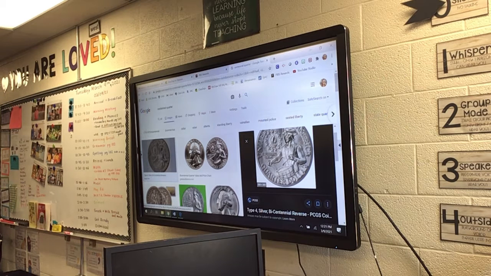Okay, now, as you can see, there's lots of different tails of the quarters. However, the head has stayed the same. They've changed the back, and the reason why they changed the back is sometimes to remember something, to celebrate something, or to celebrate our state.